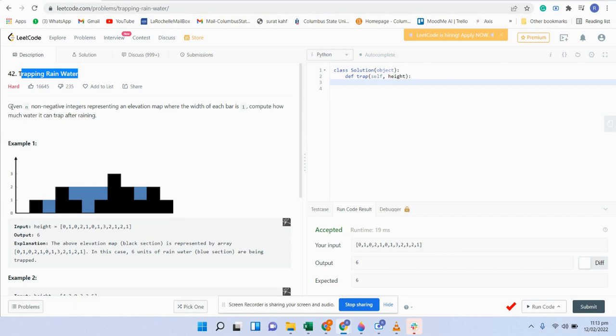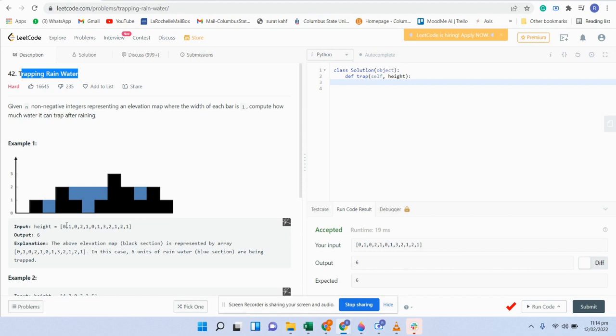The question says, given n non-negative integers representing an elevation map where the width of each bar is 1, compute how much water it can trap after raining. So this is the map. Here you can see, you can imagine these are the hills and these are the valleys. So the water can be stored based upon the left and the right boundaries.